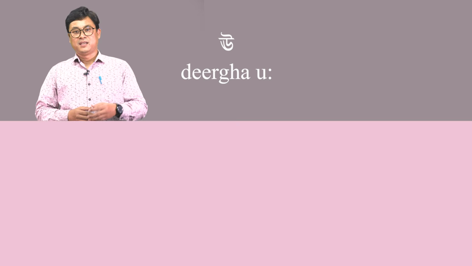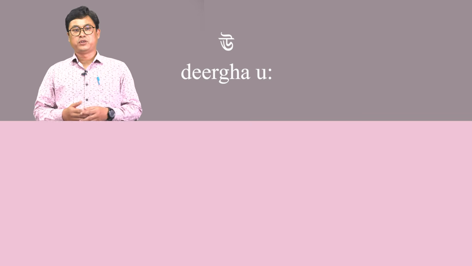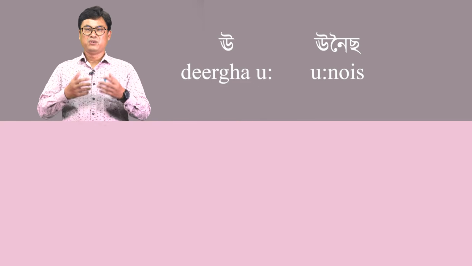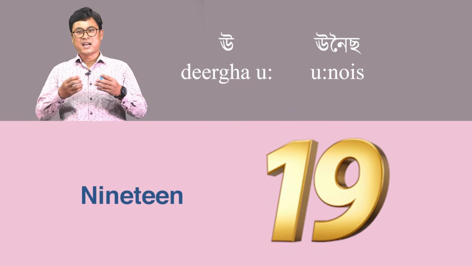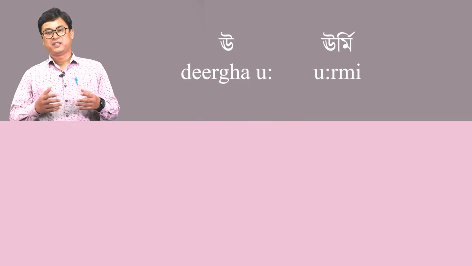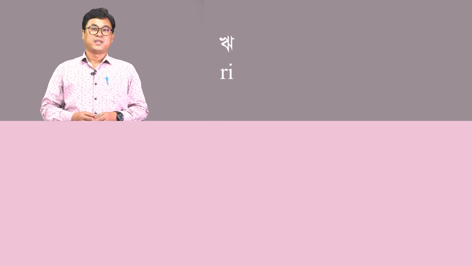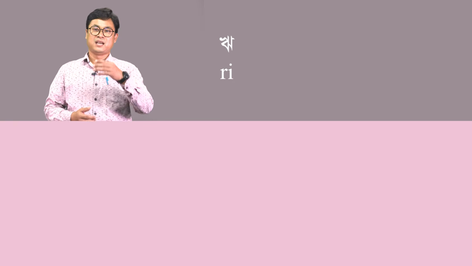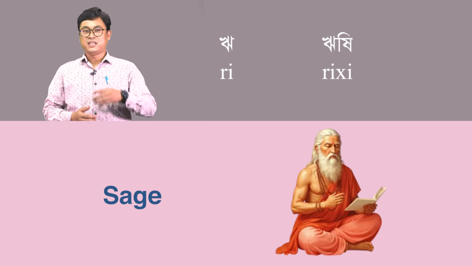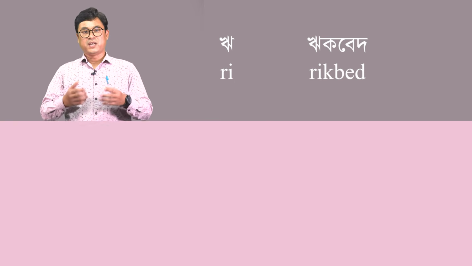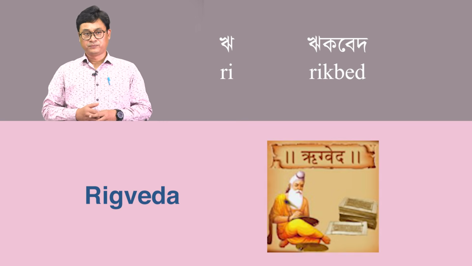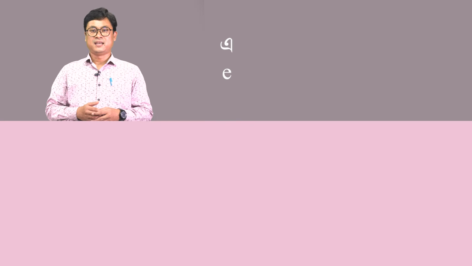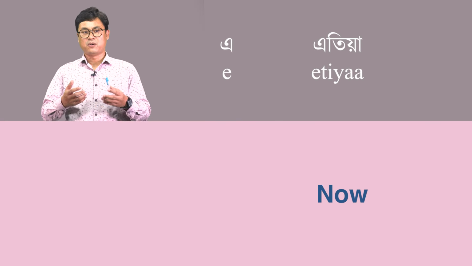Dirgha U. It occurs at the initial position of words as in un, which means wool, unnois, which means 19, and urmi, that means wave. Ri, it also occurs only at the initial position of words as in rikhi, which means sage, and rigbed means Rigveda. E for ek, which means one, and etia, that means now.